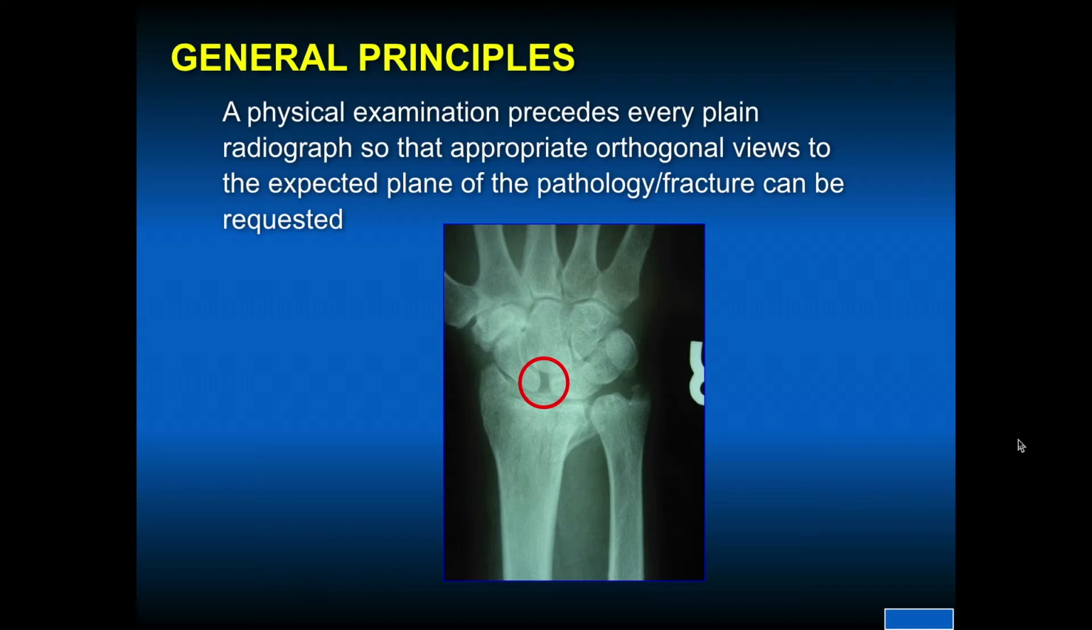This is a scapholunate instability or dissociation. Want to do your plain films after you do the exam so that you can order the appropriate films, but sometimes you have to send them back. So this is an individual that had an increased distance from the scaphoid to the lunate here, but also had a distal radial styloid fracture, this fracture intra-articular, and then you can see this little fracture of the styloid. So this was something where the instability of the wrist needed to be addressed.